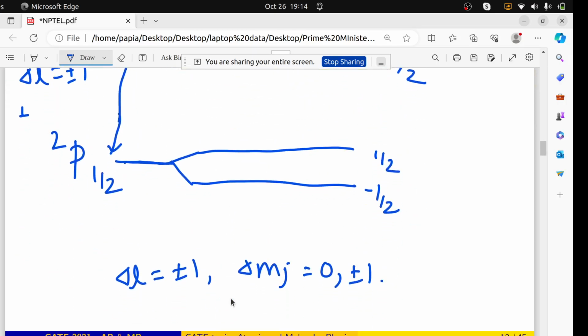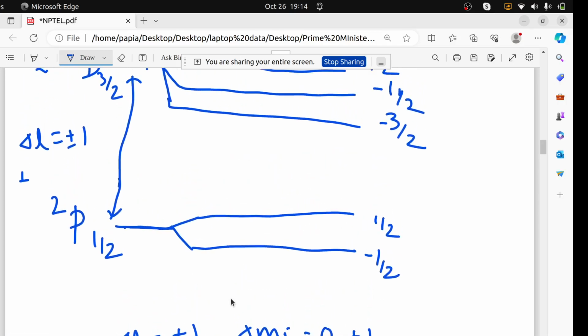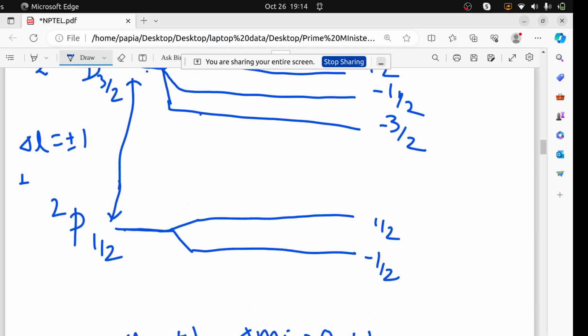Now due to the condition delta mJ equals 0 and plus minus 1, we have to check how many lines we are getting. From minus 3/2, only minus half can be a line, because minus 3/2 minus minus half gives us minus 1. From here to here there will be no line, because minus 3/2 minus half gives minus 2, which will not be correct, because the selection rule says that delta mJ can have the value 0 and plus minus 1.